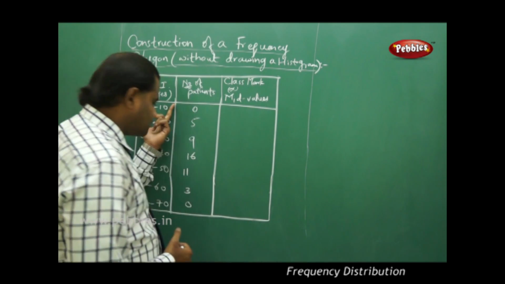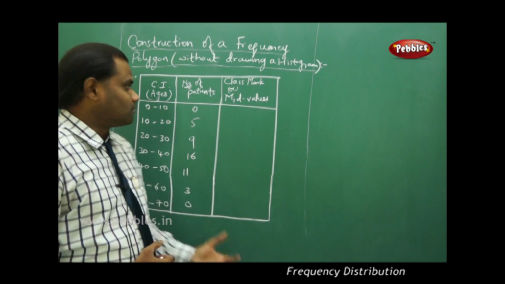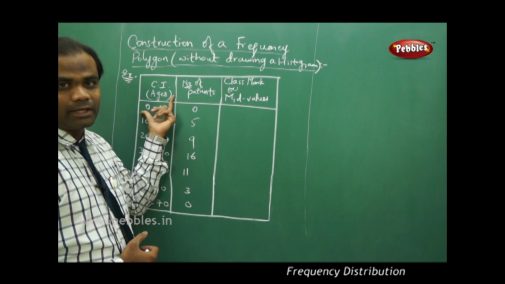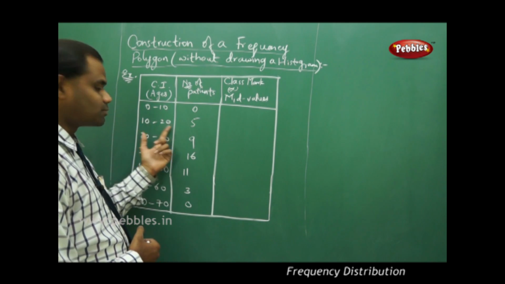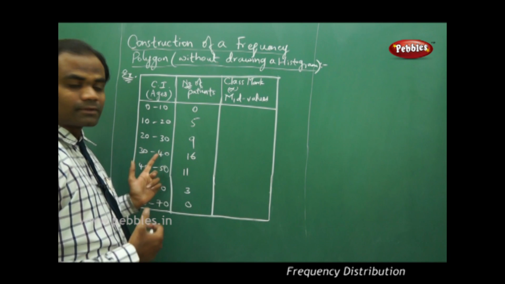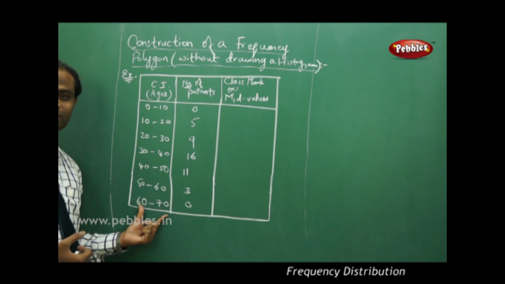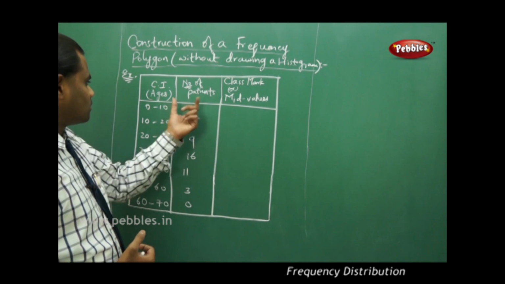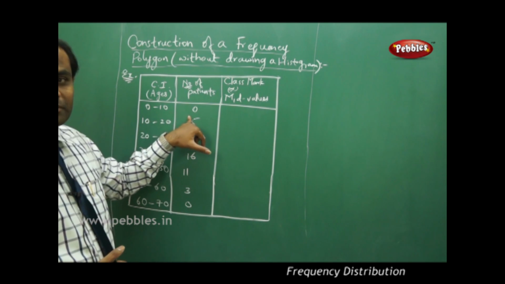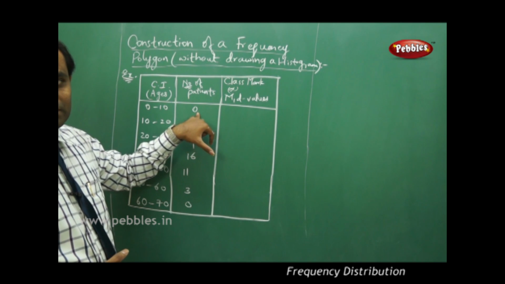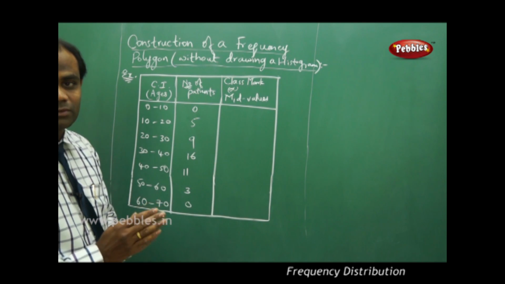So this is the class interval. Let's take an example problem where I have the class interval of all ages ranging from 0 to 10, 10 to 20, 20 to 30, then 30 to 40, 40 to 50, 50 to 60, and 60 to 70. Then I have the number of patients. There are no patients in the age group of 0 to 10.